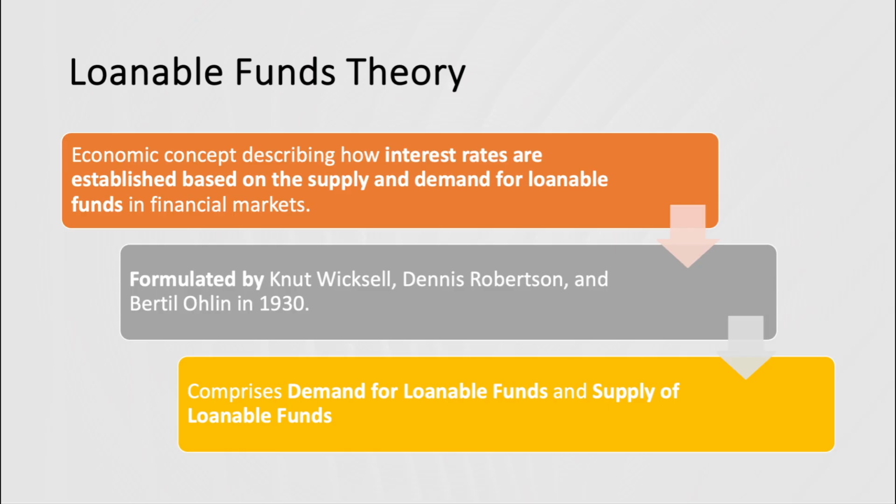When demand for funds rises, like during economic expansion, interest rates tend to go up. Conversely, when supply of savings increases, interest rates tend to fall. In short, the loanable funds theory shows that interest rates balance the needs of borrowers and savers, just like how prices balance supply and demand in a marketplace.